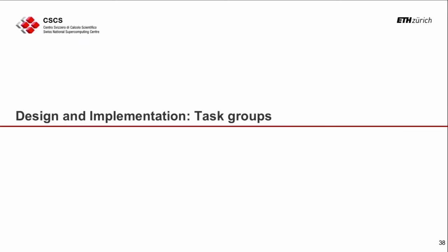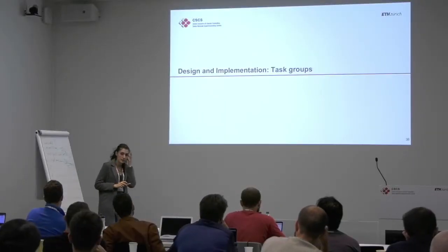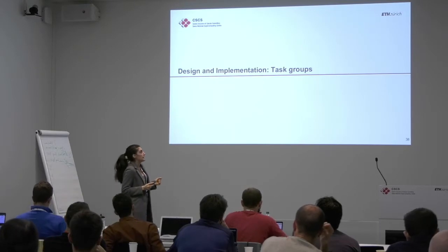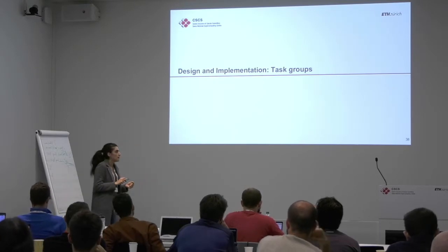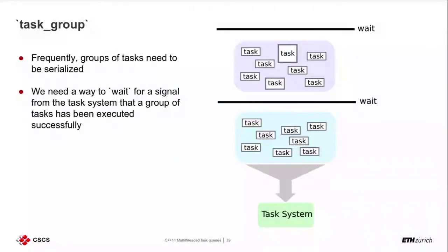Okay, so that actually concludes the implementation of the task system with multiple queues. And we'll see how that performs in a little bit. But before we go on to that, I want to talk a little bit about an extra class called task groups. So far, we've only been communicating with the task system through an async function, right? Which just pushes tasks onto the queues and we know that they're gonna be executed at some point, but we don't know when they're gonna be executed.